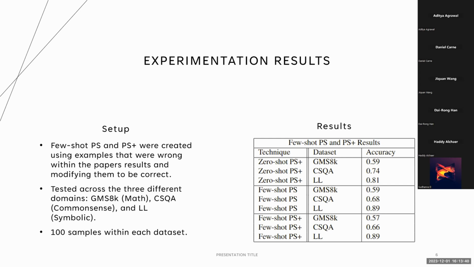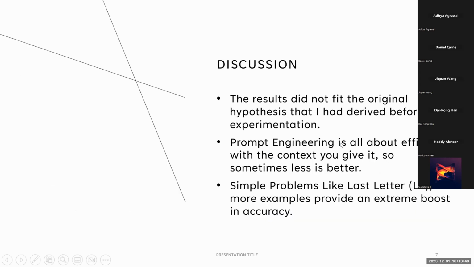But within the symbolic reasoning data set, the last letter actually outperforms it by a great margin, both being 89% for the few shot and only 81% for the zero shot plan and solve plus. The results did not fit my original hypothesis that combining few shot with plan and solve prompting would increase the accuracy of large language models across these complex data sets, except for with the last letter one. It comes with a lot of reasonings.